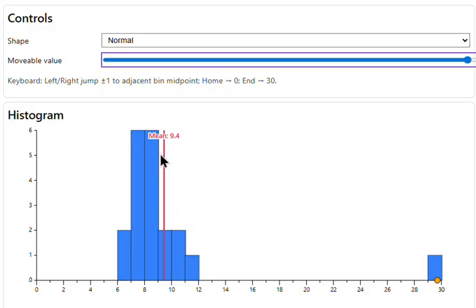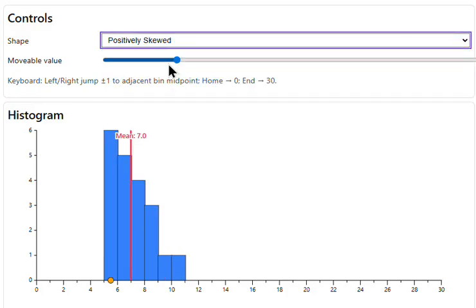Now, to the left of the mean, we have 14 values, and to the right of it, we have something like 6 values. So the mean, in this case with this outlier, is not doing a very good job of indicating what is typical of the distribution. Let's go ahead and shift to positively skewed.